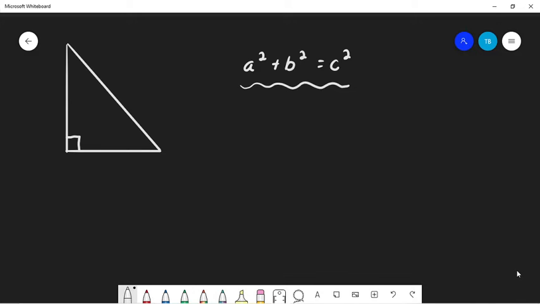So it's important to note and worth emphasizing that this theorem can only be applied to right triangles. So please keep that in mind. Okay, now with that said, let's put this into practice.